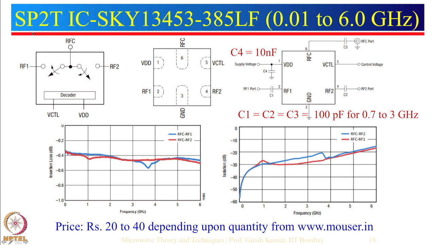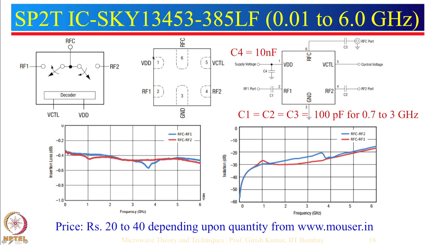So this is an SP2T IC which is available from Skyworks. So that is the number here. Now they have mentioned that this switch works from 0.01 to 6 gigahertz. However, I will tell a few interesting things to realize this particular thing here. First, let us look at the pin numbers of this particular configuration. So you can see that there are a total of 6 pins.